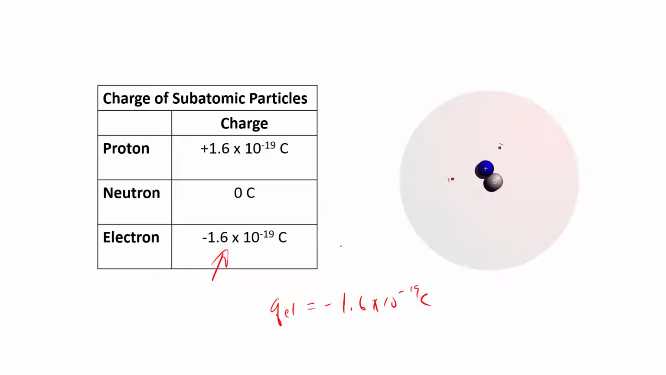When we see Q, we're actually going to see capital Q more often than the small q, but they're going to represent the same thing. It's going to represent charge, and the unit is going to be the coulombs here.